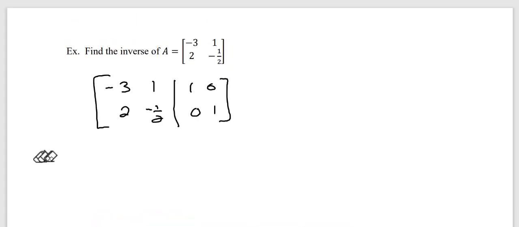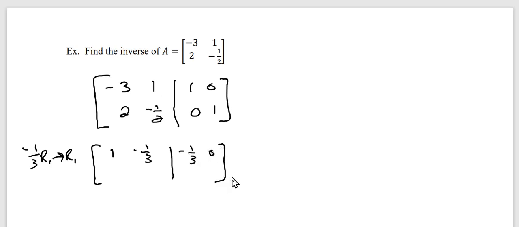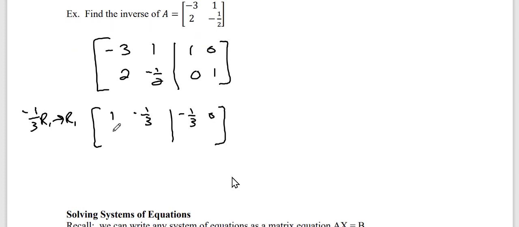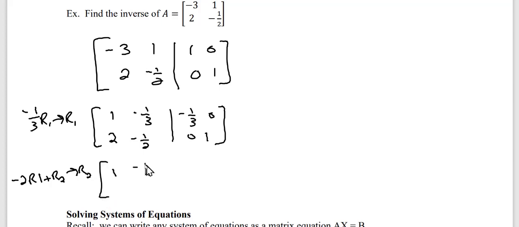Let's do -1/3 of row 1 and put it in row 1 to give me a 1 here. Okay. I'm going to copy that other guy over. Next, I'm going to do -2 times row 1 plus row 2 and put it in row 2. Leave the first row as it is.